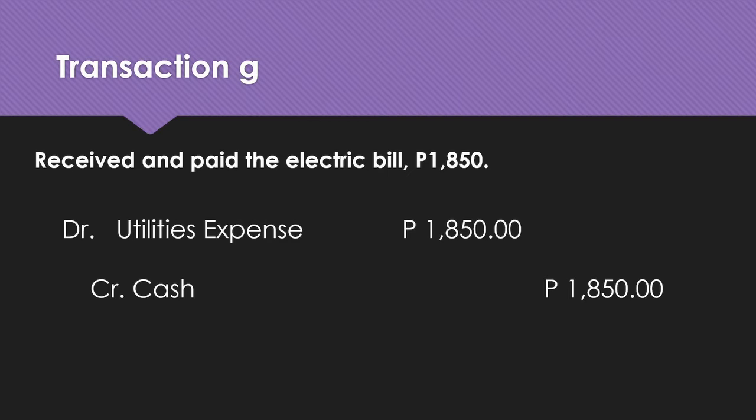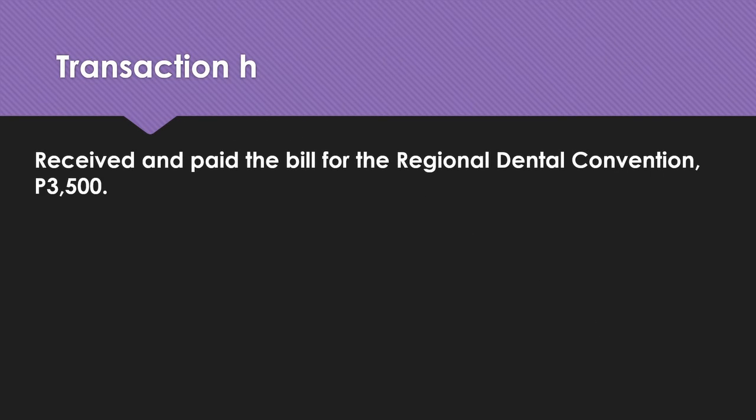Para lang yung kanina na you received and paid the telephone bill. Same lang. Okay, transaction H. Received and paid the bill for the regional dental convention, 3,500. So, since nagka-bill, na-bill ka, may expense ka dito, di ba? And paid, so your cash decreased by 3,500. Now, ano po siyang expense? Tignan mo yung account titles mo. Saan ba siya nag-fit? Hindi naman siya rent, hindi siya salaries, hindi siya utilities. So, you use the miscellaneous expense.